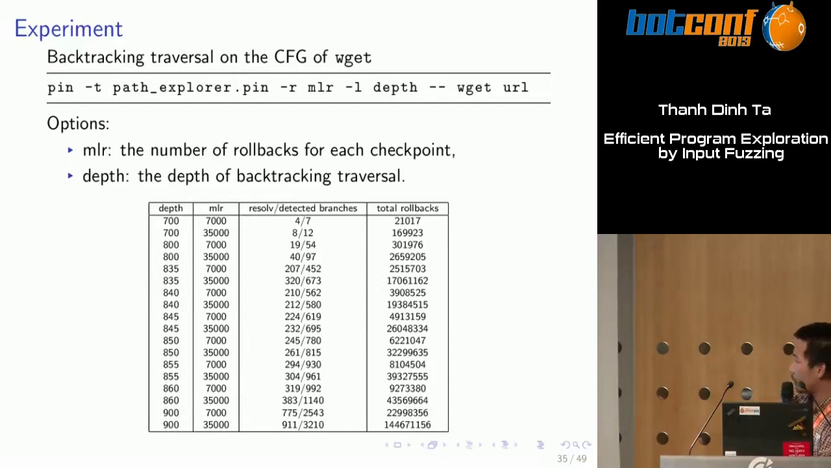We see here we have two parameters. The first is the number of rollbacks. That means we try to restore a conditional branch up to this number, and after this number we cannot restore. We bypass it and go to the next branch. The diff here is exactly the diff of the control flow graph of the program, and we limit it at a fixed value. And here we have some results.